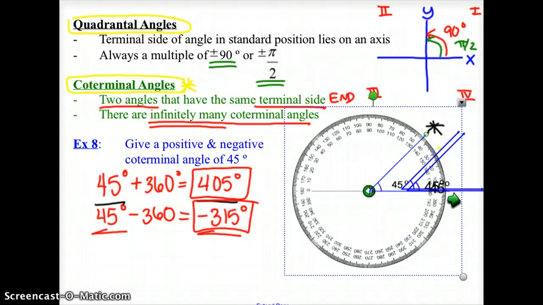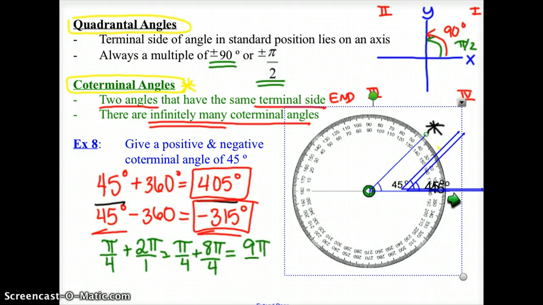If I'm talking about radian measurements, recall that pi over 4 is equal to 45 degrees. It's one of our commonly used measurements. Instead of adding 360, I could add 2 pi. Well, to add 2 pi, I need a common denominator. So pi over 4 plus 8 pi over 4 would give me 9 pi over 4. Therefore, pi over 4 is coterminal with 9 pi over 4.